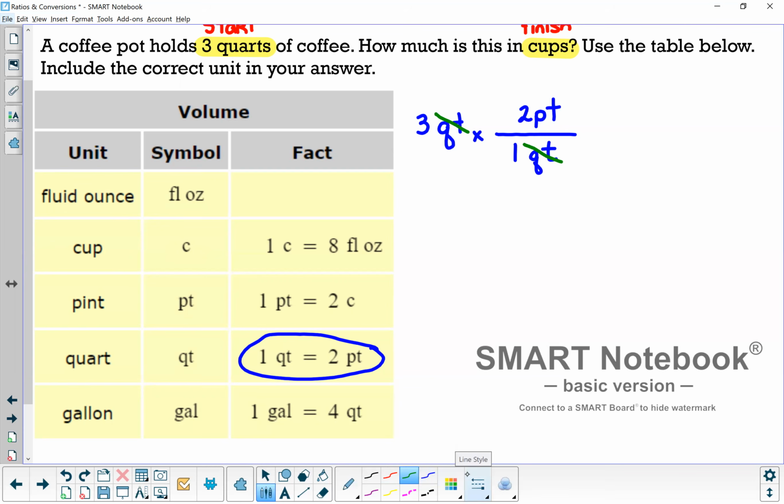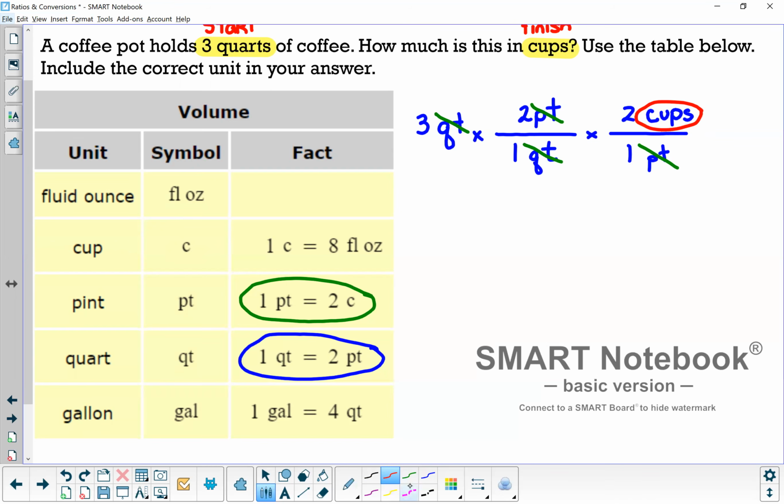So the next equivalent statement we have here is 1 pint equal to 2 cups. So if I multiply by this, I can see I need to put pints in the denominator. So I'm putting 1 pint, and then 2 cups in the numerator. So I can see here pints divided by pints is eliminated. And so now I'm left with the unit of cups.